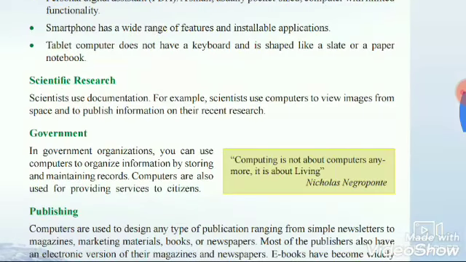After that, scientific research. Scientists use computers, for example, to view images from space and to publish information on their recent research. Then government: government organizations use computers to organize information by storing and maintaining records. Computers are also used for providing services to citizens. There are lots of apps created by the government in the field of education, agriculture or business, and it is very helpful for people to interact directly with the government through these applications and software.